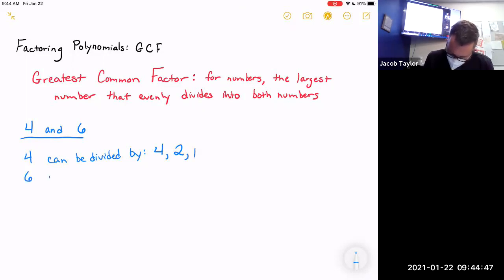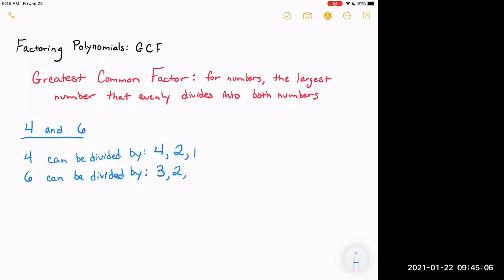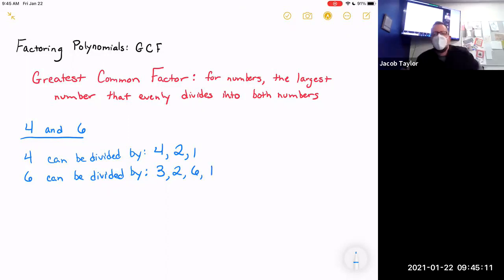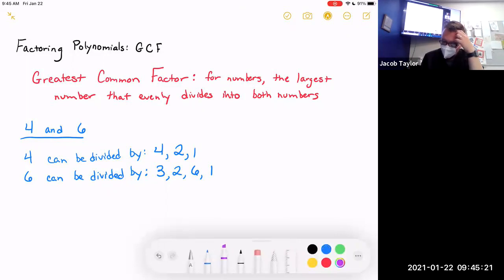Okay, 6 was our other number. What can 6 be evenly divided by? 6 can be divided by 3. Good. 2. 6. And 1. So greatest common factor, number 1 has to be a factor that they have in common, meaning both of these numbers can be divided by that.